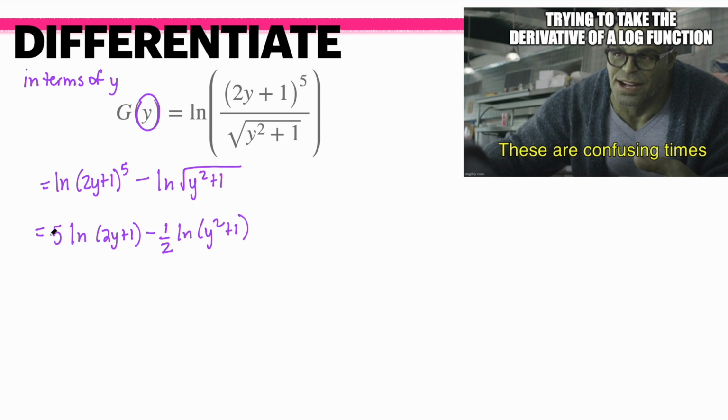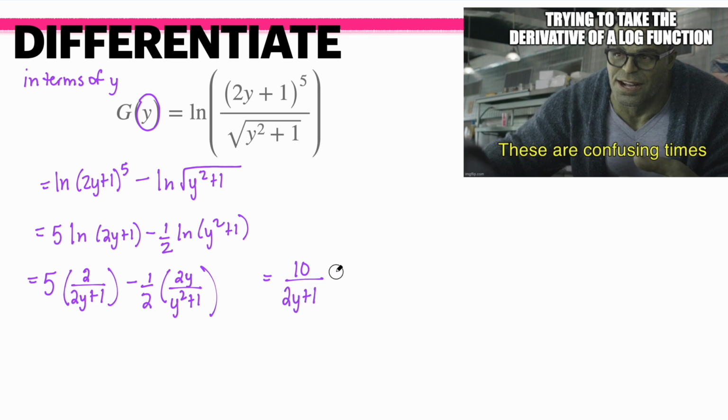You're doing it with respect to y. So the derivative of natural log is going to be u prime, which is 2, over u, which is the 2y plus 1. And again, on top, it is going to be u prime, which is 2y, over u, which is y squared plus 1. So our answer is going to be 10 over 2y plus 1 minus y over y squared plus 1. Why? Because the 2's cancel. And there's your answer. This is equal to the g prime with respect to y.